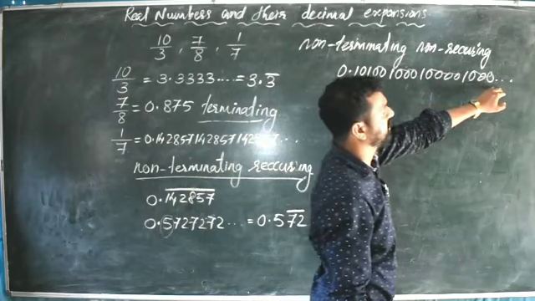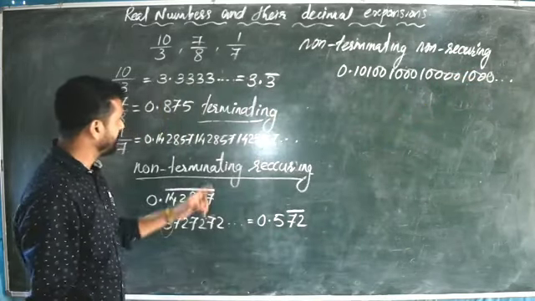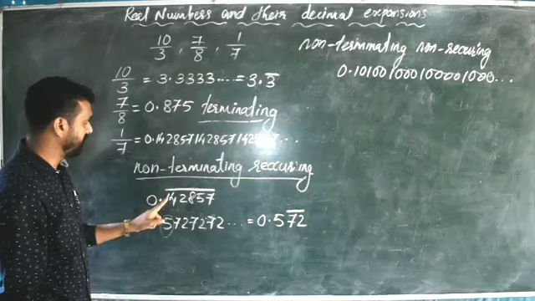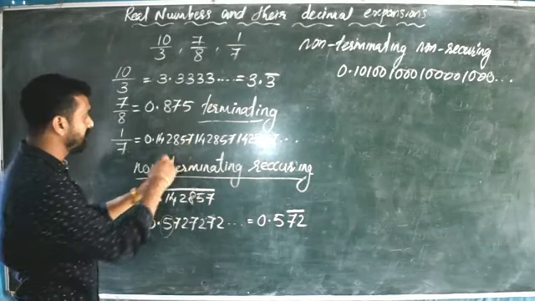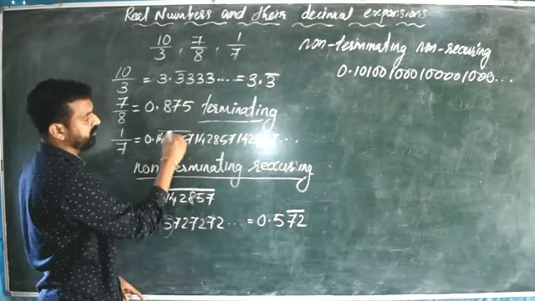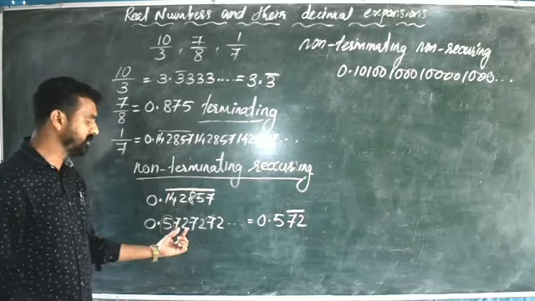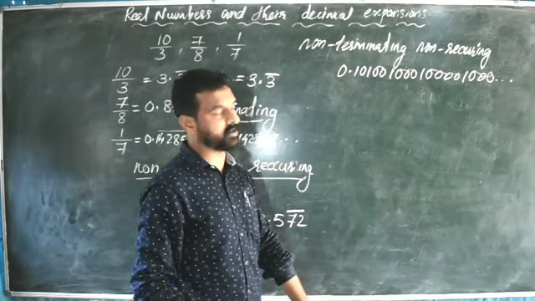The division process did not end, and the numbers are not repeating either. Here you see 3 is repeating, and here the block of digits 142857 is repeating. Here 1 digit is repeating, here a block of digits is repeating, here 2 digits are repeating. But here, is any number repeating? No, it is not repeating.